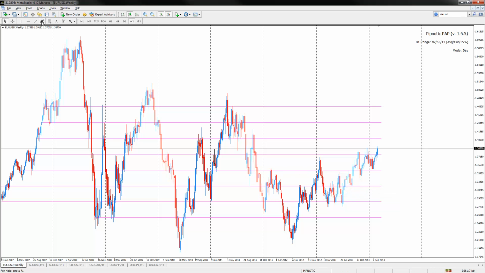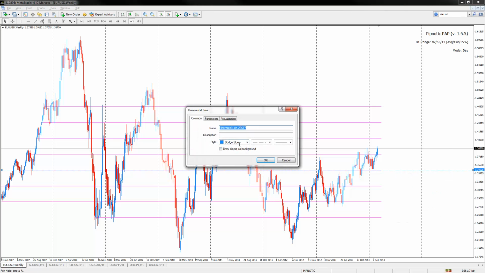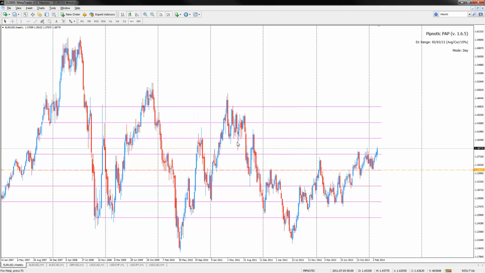So what I do here is go onto the weekly chart and get the horizontal line tool, and I'll simply draw these lines directly onto the chart. When I'm looking at the weekly level, for example, I get these trend lines and I'll change the color to orange. So those are my weekly levels. Then I'll find the other ones as well.